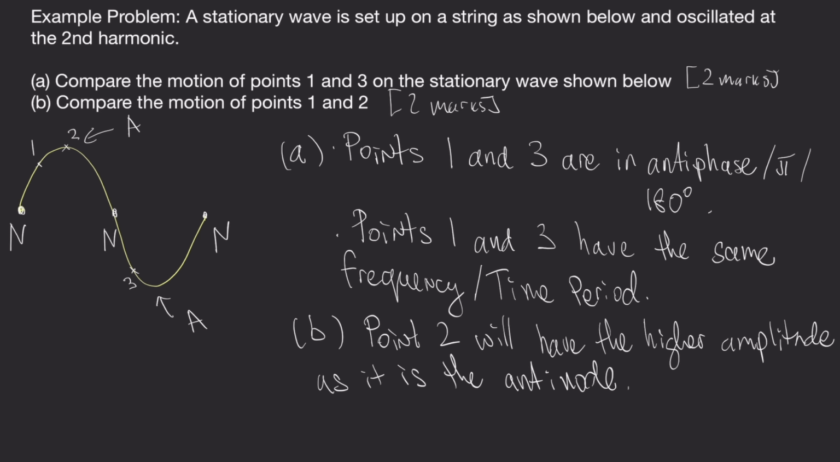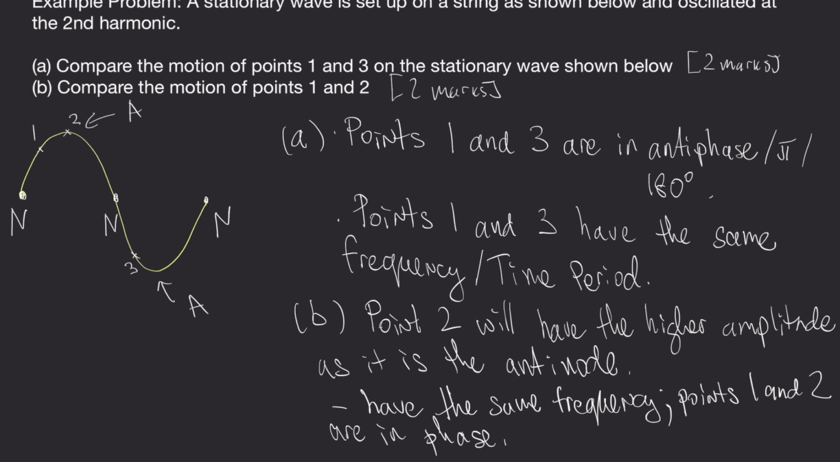Alternatively, we can say that point 1 will have a lower amplitude compared to point 2. And also those 2 points will have exactly the same frequency, but also they will have the same phase. So we can say that points 1 and 2 are in phase. If we're ever asked to talk about the nodes, remember the nodes are actually stationary. They have 0 displacement, 0 amplitude.